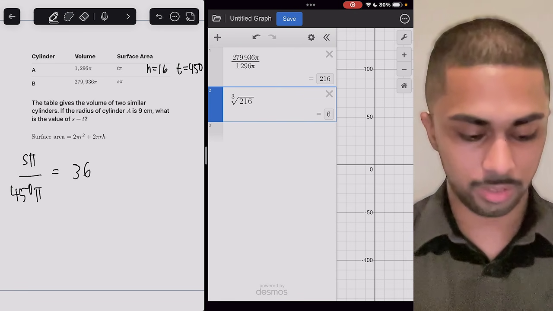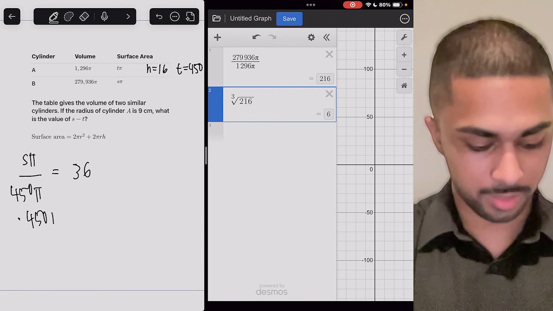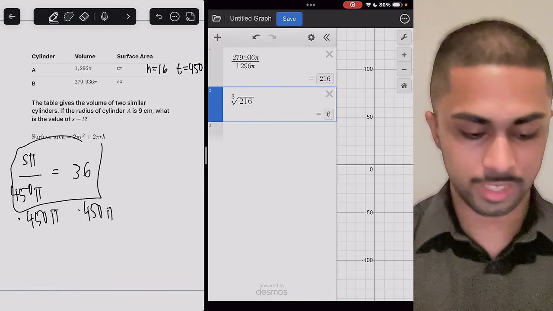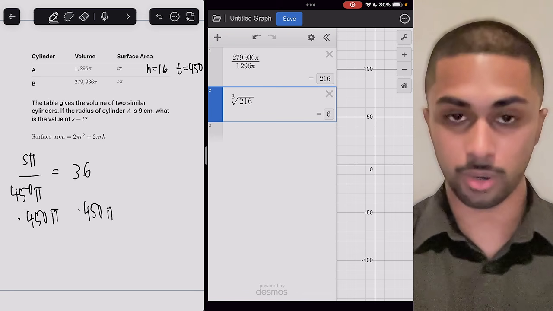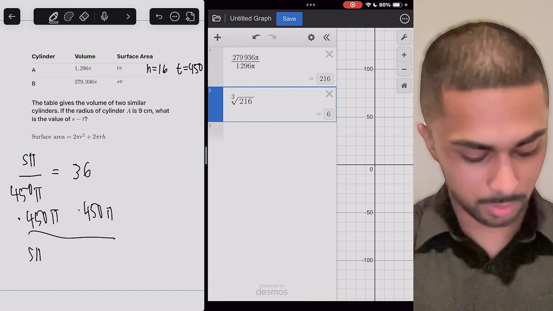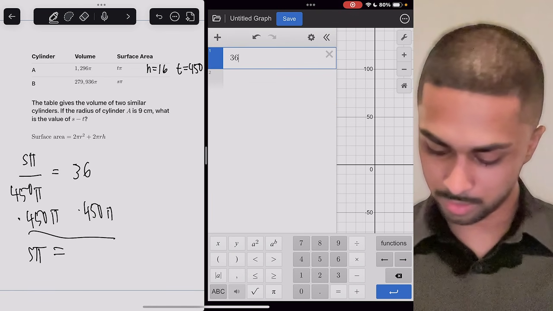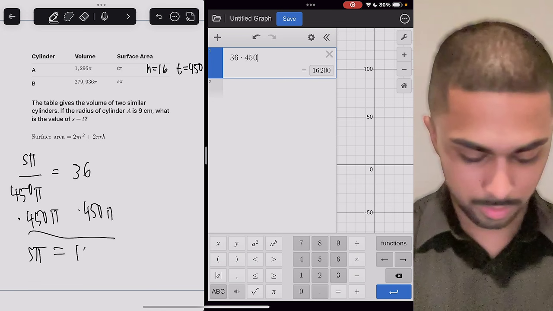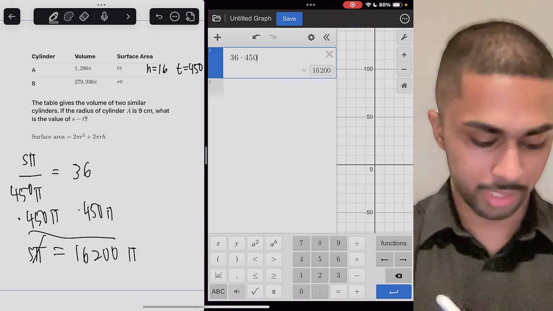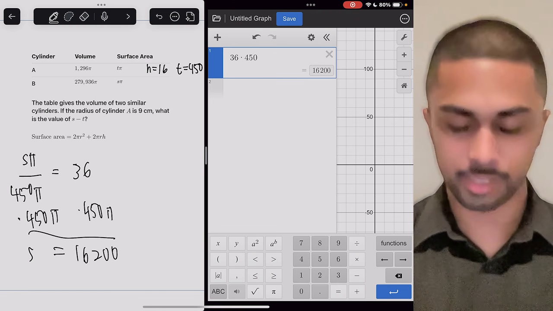So we can actually calculate what S pi is by multiplying 450 to the other side. Do you see how we did that? We just used the scale factor equation, and we just substituted in for the variables. So S pi is equal to whatever 36 times 450 is, 16,200 pi. And then if you divide both sides by pi, the pi's just cancel out. So S is really 16,200.